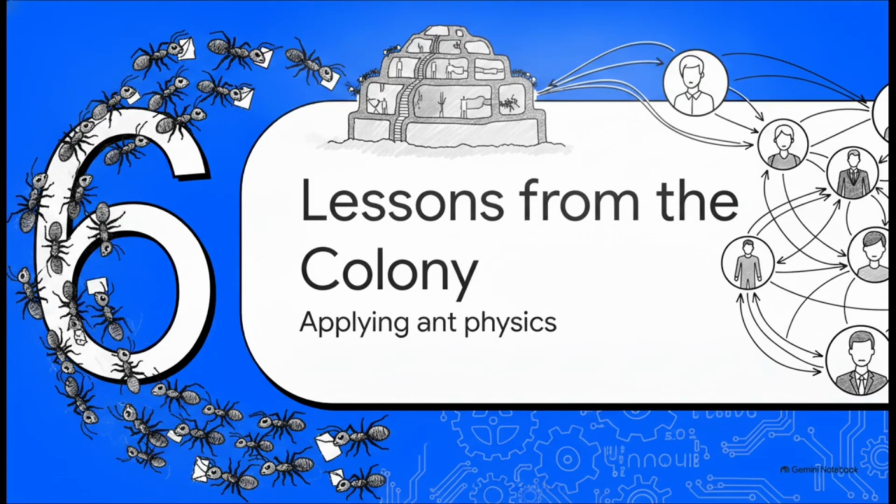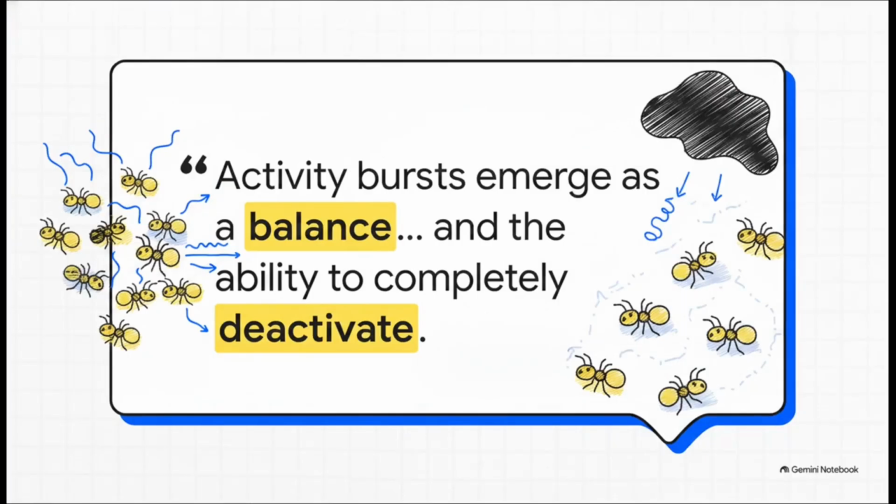Finally, part 6, lessons from the colony. How do we apply this ant physics? The researchers laid out a really profound insight. They noted that activity bursts emerge as a balance between the responsiveness of the colony to the first ant and the ability of the colony to completely deactivate. Total rest, or quiescence, is literally just as important as a rapid response.